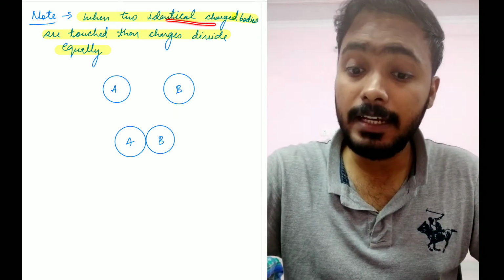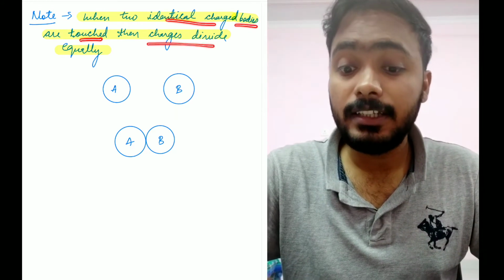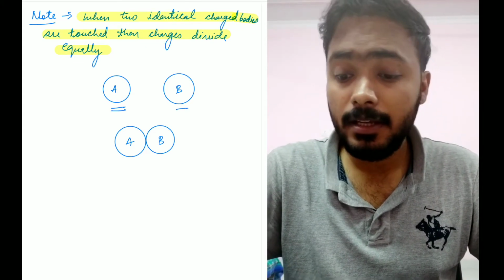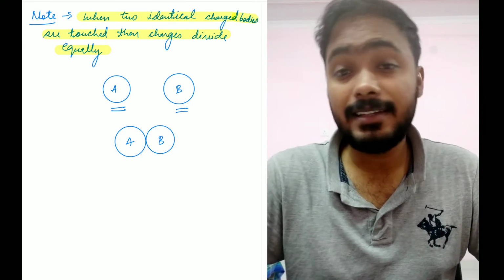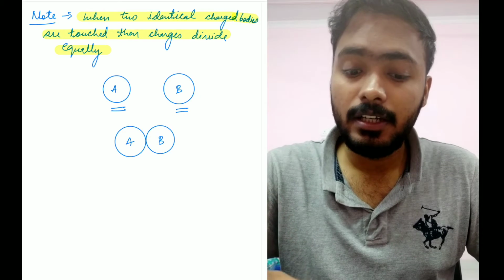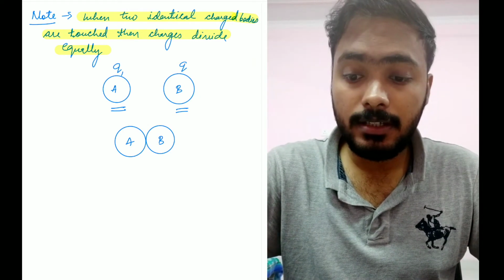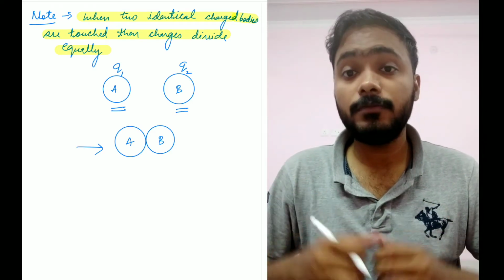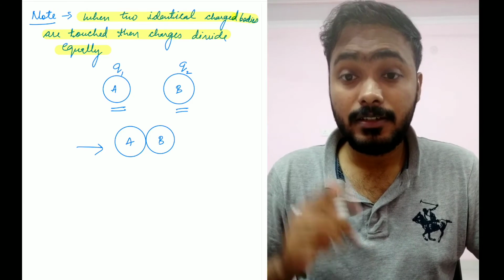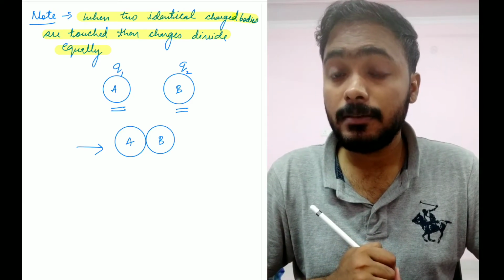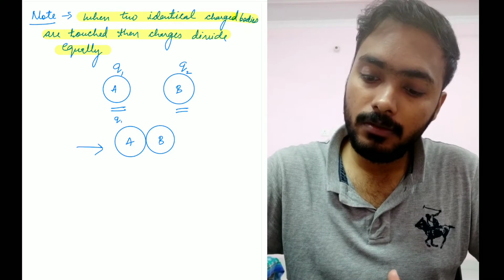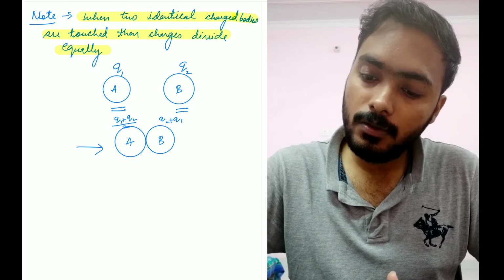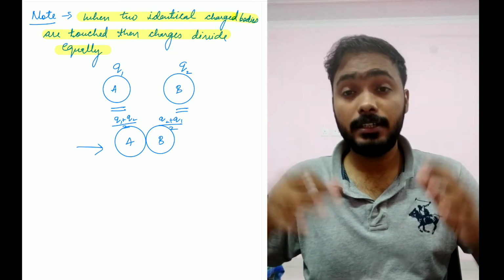Very similarly, if identical charged bodies are touched, then the charges divide equally. Let's say I have this body A and this body B, two different bodies, and these two bodies are identical in nature. Let's say A has Q1 charge and B has Q2 charge. In this second figure, both the bodies are touching. So according to our note, the charges must divide equally. How will it go? Q1 plus Q2 by 2. Very similarly, Q2 plus Q1 by 2. So the charges will divide equally.